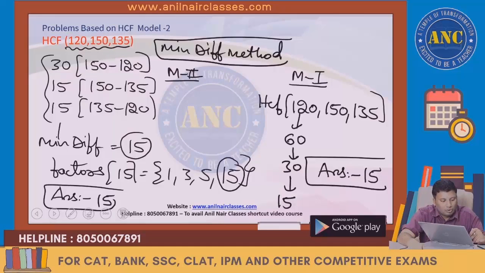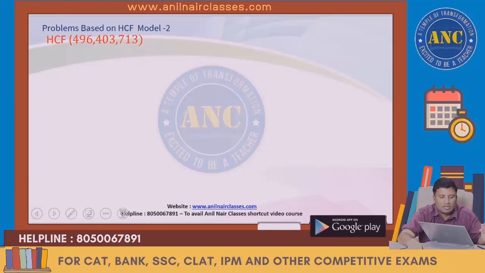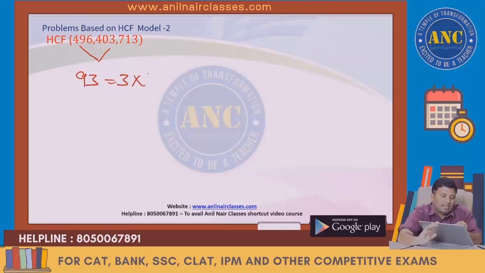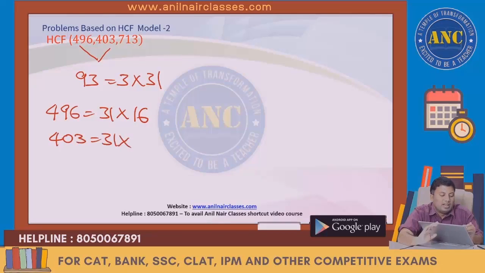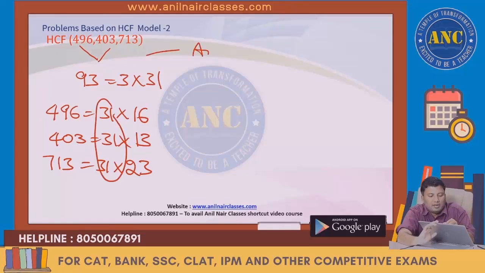Let me get into some advanced level problems. 403, 496, 713. Difference is 93. 93 is 3 into 31. 31 13s are 403. 31 16s are 496. 31 23s are 713. 93, 31 is getting divided. Minimum difference method. Answer is 31.